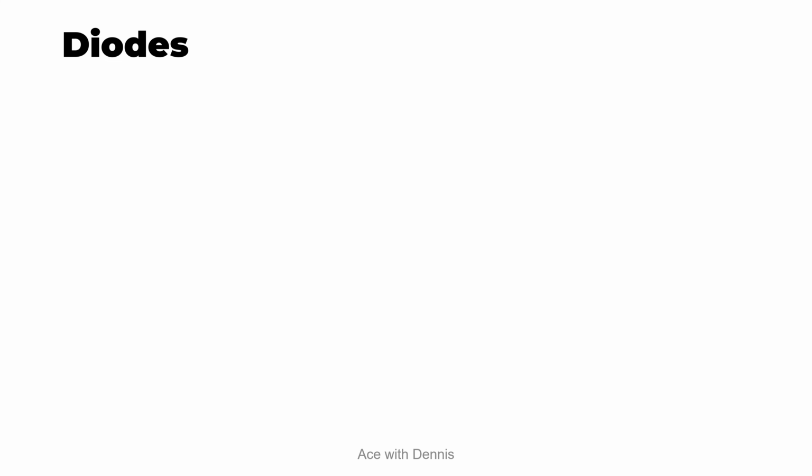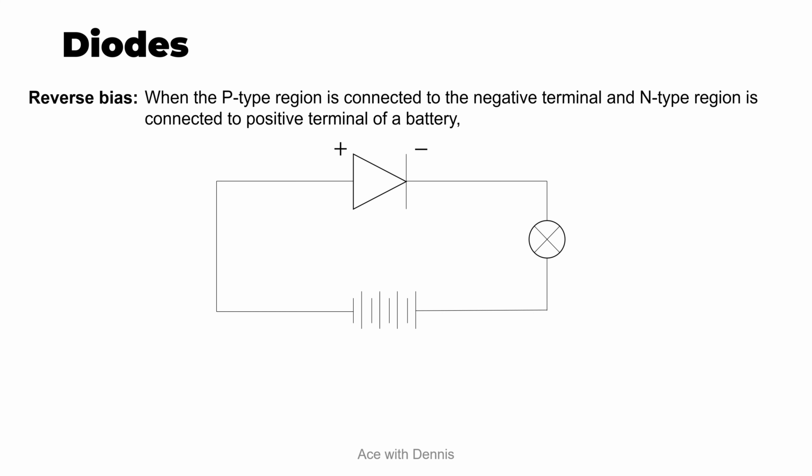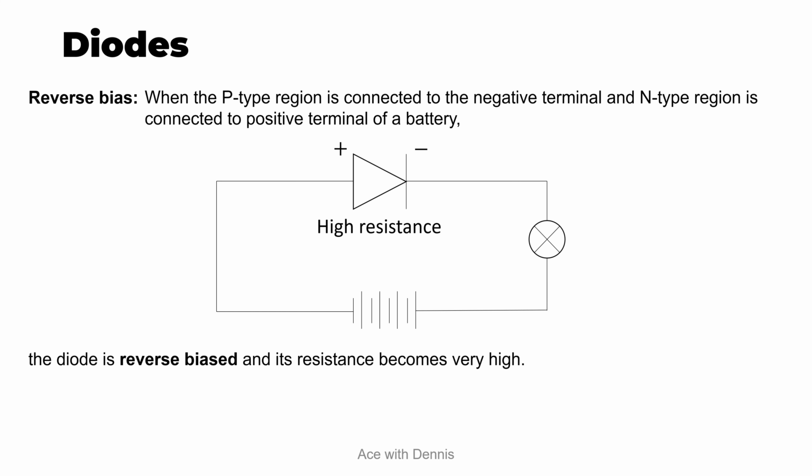The second type of bias is reverse bias. This is when the P-type region is connected to the negative terminal and the N-type region is connected to the positive terminal of a battery, and this is how it looks like. The diode is reverse biased and its resistance becomes very high. Hence the current cannot flow through it and the light bulb will not turn on.